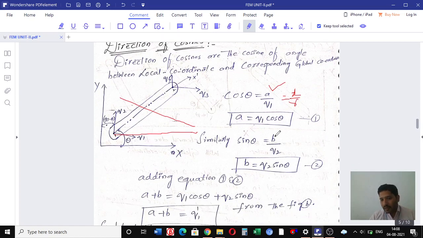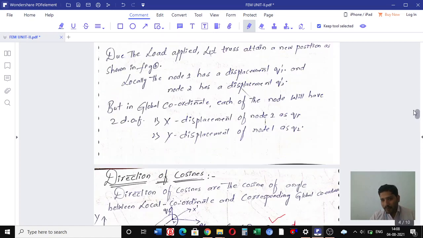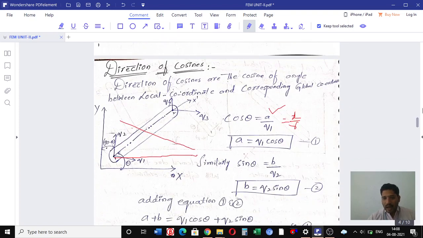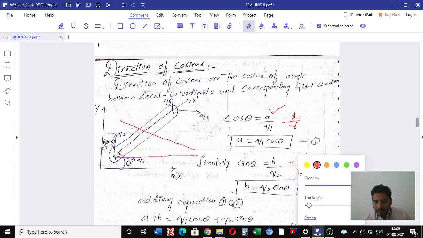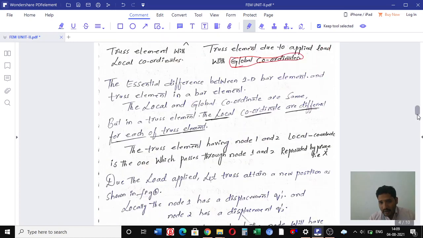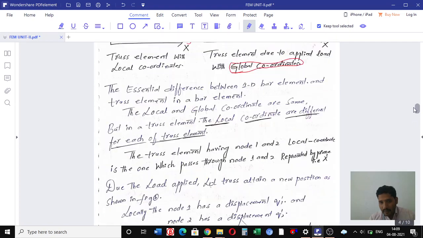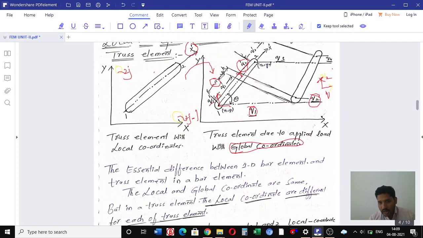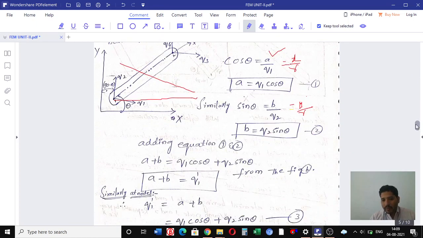So sin theta is nothing but b by q2. Here b is the base. Sin theta is nothing but y by r, that is, opposite by hypotenuse. If you observe this figure, this one is our opposite, and these positions become the hypotenuse. So that's what we can represent here: sin theta is nothing but b by q2.